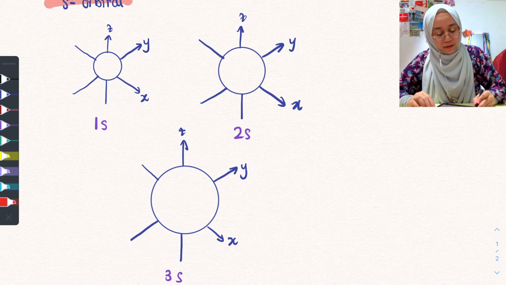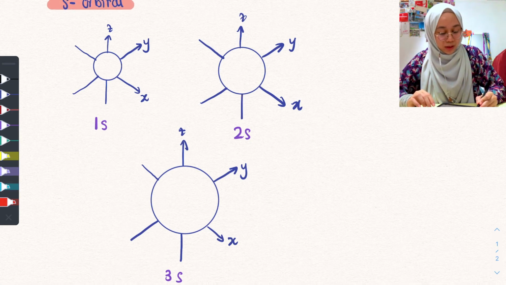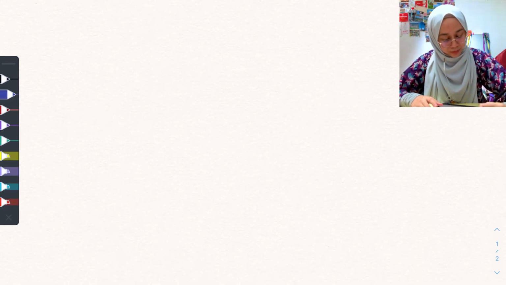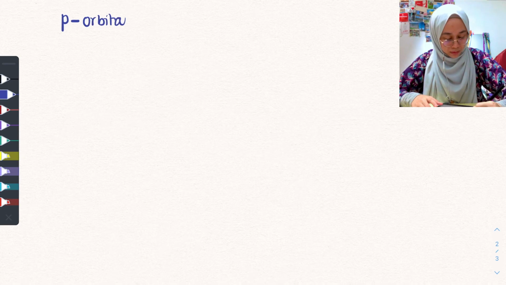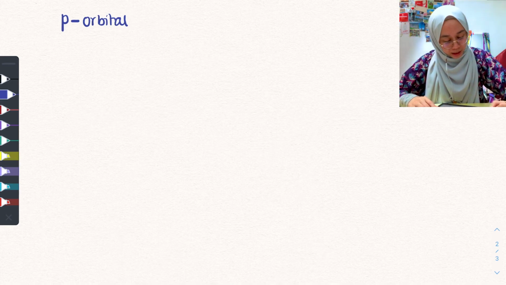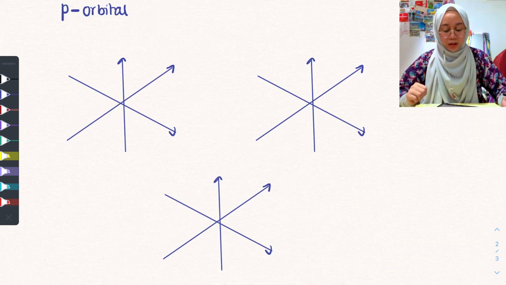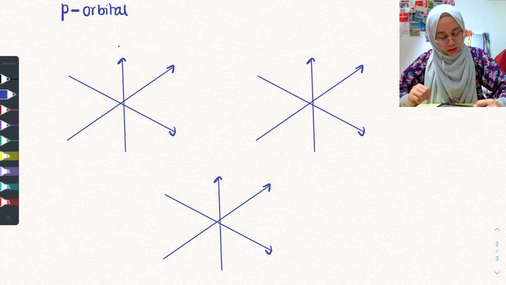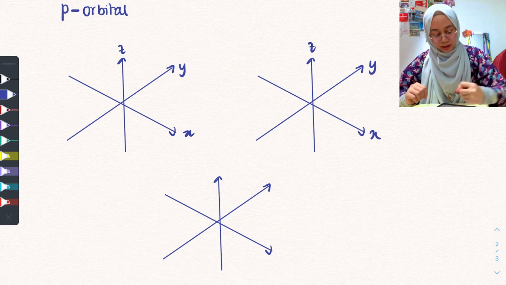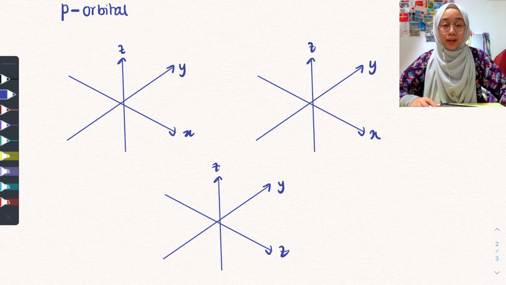Okay, so now let's have a look at the p orbital pula. So p orbital is actually very easy as well. Okay, so untuk p orbital, Miss sarankan kamu untuk lukis dahulu the axis. Okay, lukis dahulu axis. Okay, so Miss prepare 3 axis teruslah. Okay, so kita ada Z, sini ada Y, sini X, Z, Y, X, Z, Y, X.